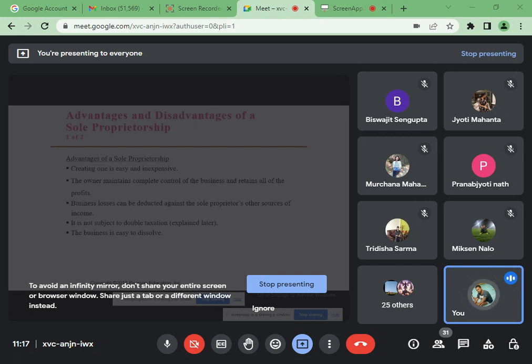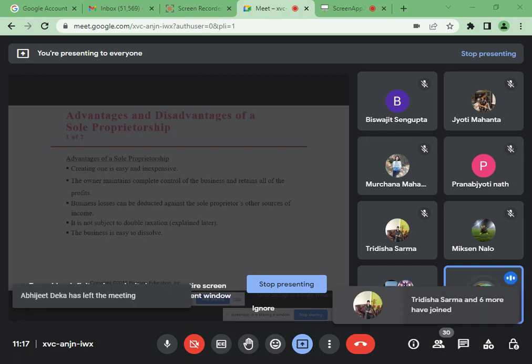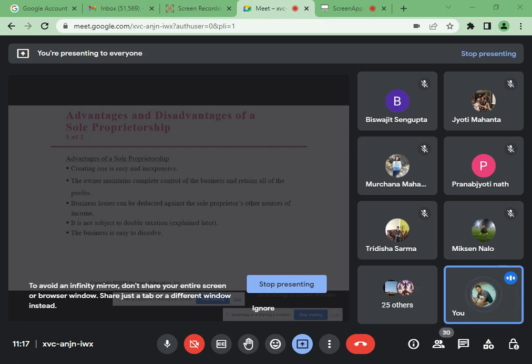Advantages and disadvantages we should see in a sole proprietorship. First, the advantages. Creating one is easy and inexpensive. The owner maintains complete control of the business and retains all of the profits. Business losses can be deducted against the sole proprietor's other sources of income. It is not subject to double taxation. The business is easy to dissolve. So these are a few advantages of having a sole proprietorship.